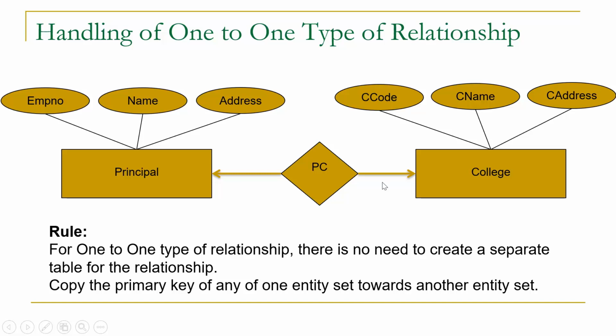In this case, both the entity sets have a partial kind of participation in the relationship. But if one entity set has a total participation in the relationship, then we have clear-cut guidelines to move the primary key of one entity set towards another entity set. Here principal and college both have a partial participation, as it is indicated by a single line.